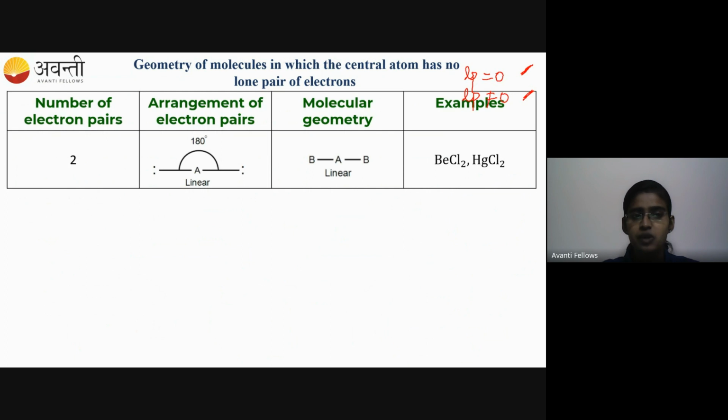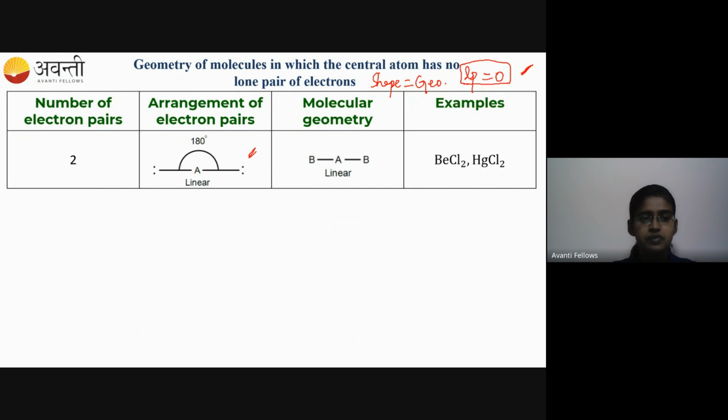The first is number of electron pairs on the central atom is 2, and this is the arrangement of the electron pairs you can see, and the geometry of this molecule is linear. If the lone pair is equal to 0, then the shape and the geometry of the molecule are the same. If the lone pair is not equal to 0, then shape is not equal to geometry. Shape is different from geometry. The second case I will discuss with you later. Now you concentrate on the first case in which the shape and geometry are going to be the same.